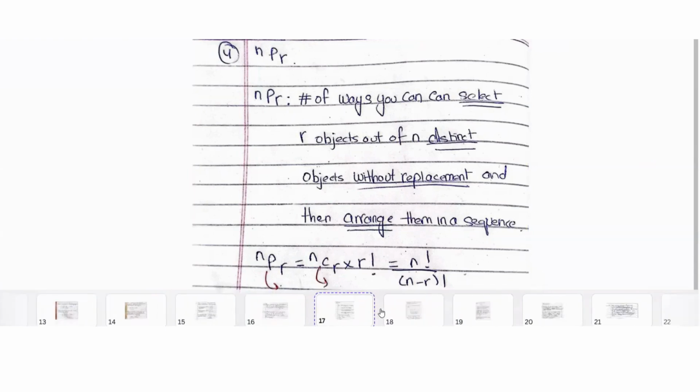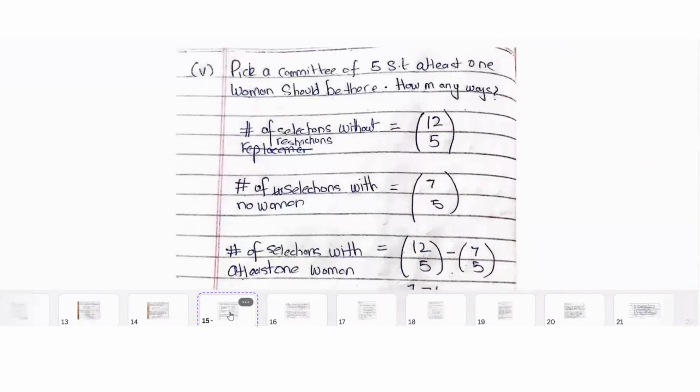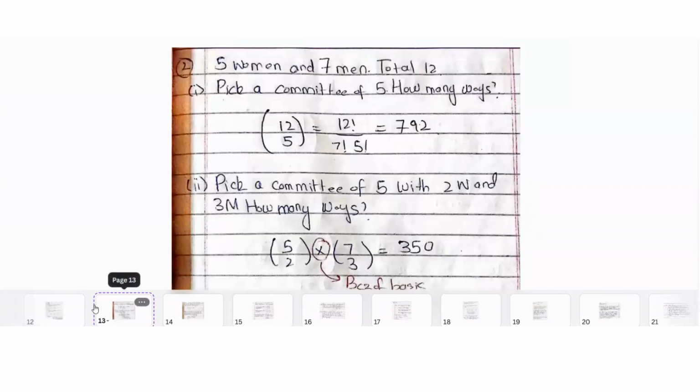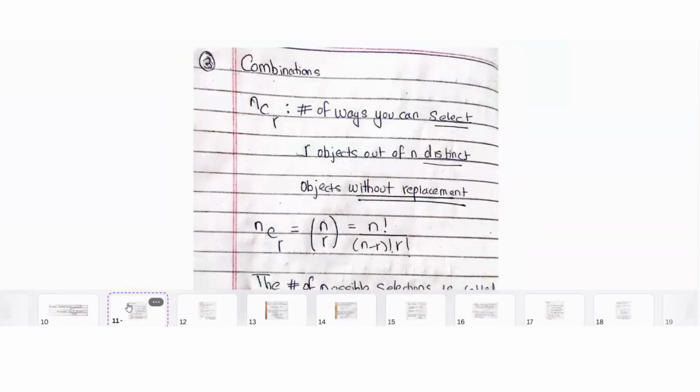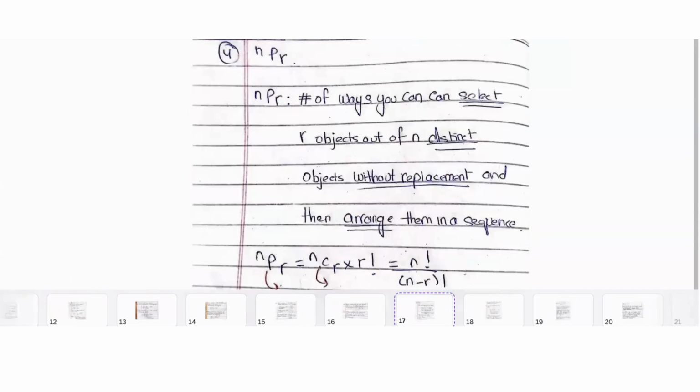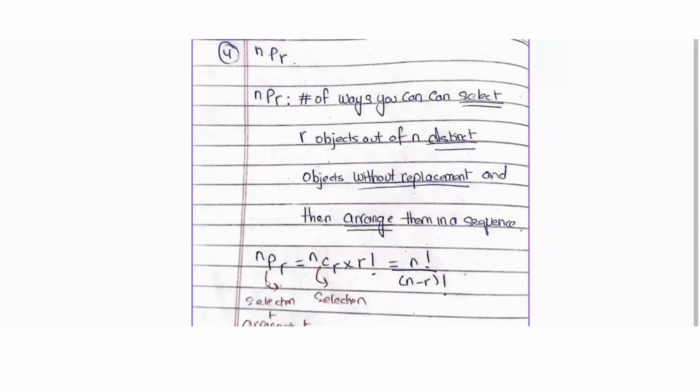So if we go back, how is this different from nCr? nCr is the number of ways you can select r objects out of n objects without replacement. So nCr is only when you're doing selections. nPr is when you're doing selections plus arrangement. So nPr is selection plus arrangement, nCr is just selection.